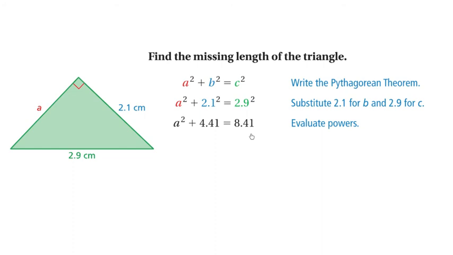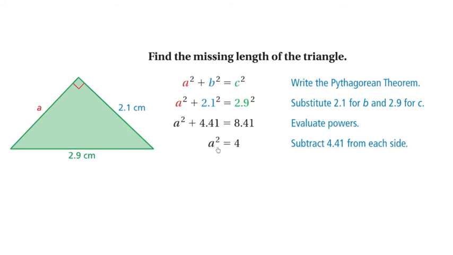Next thing, just like the beginning of the year, how do we solve an equation? I see that this is a positive or a plus. How do you undo addition? We subtract, okay? So you subtract 4.41 from both sides. 8.41 minus 4.41 is 4.